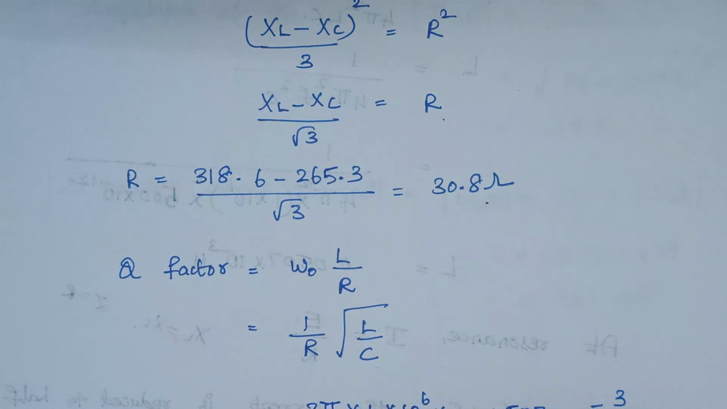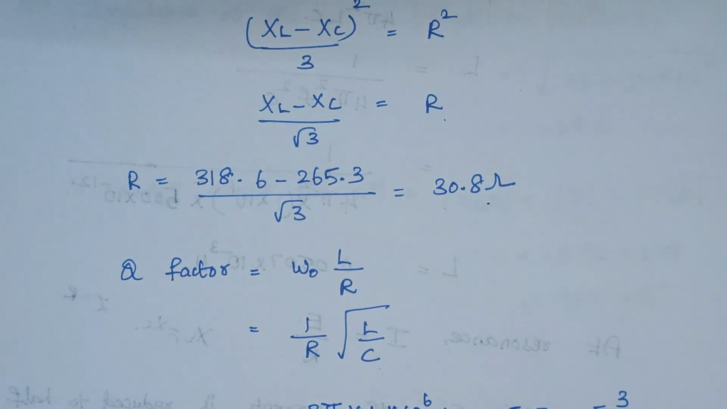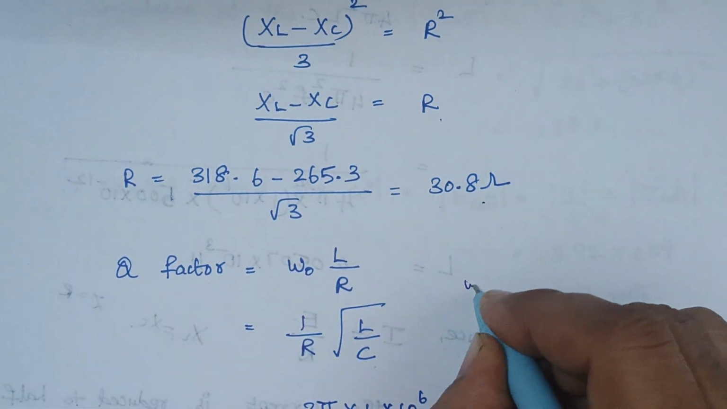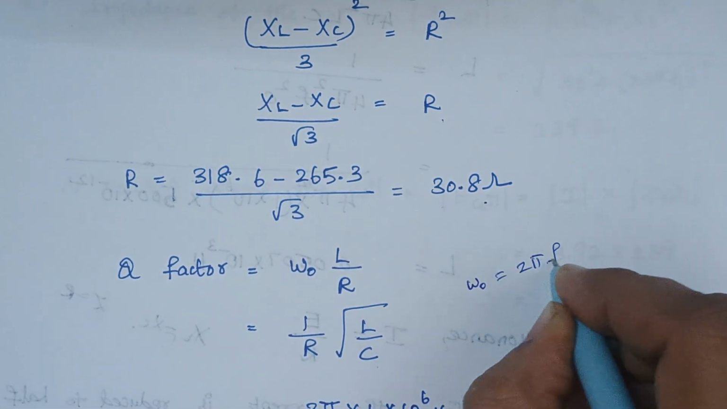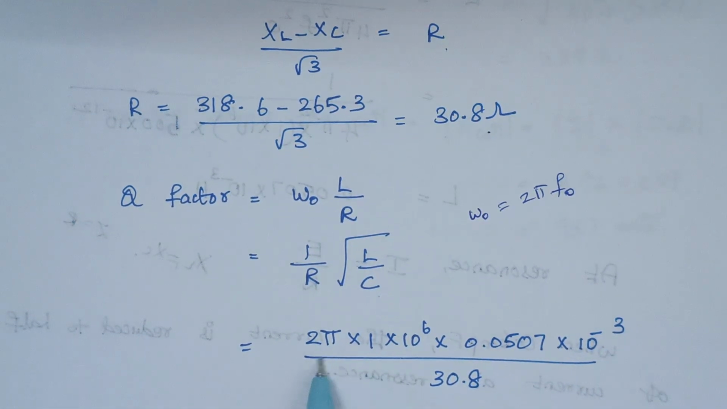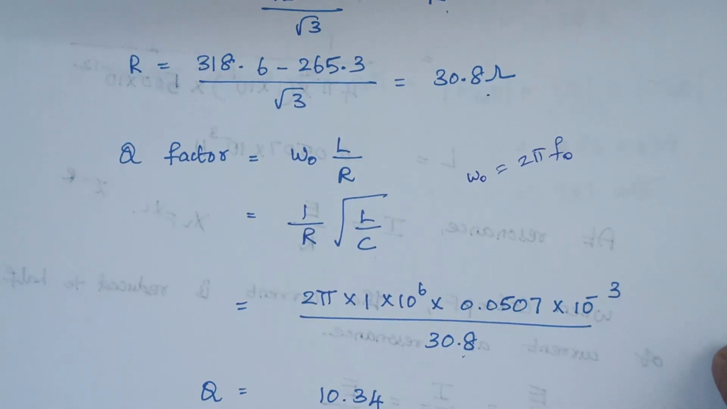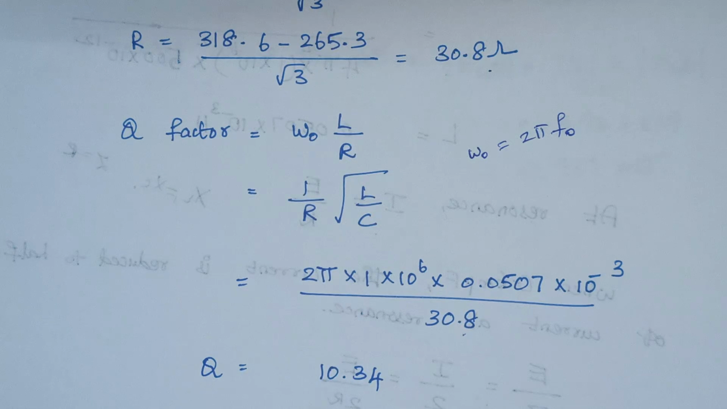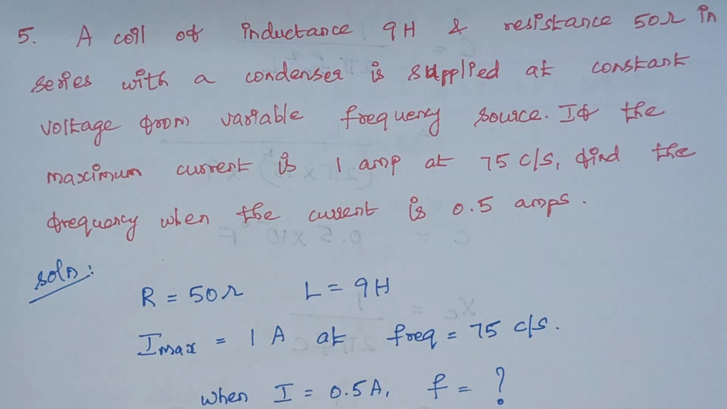We can substitute and we can get the formula. Or in other words, in the place of omega naught is nothing but 2 pi F naught, right? So just substitute it over here, 2 pi F naught into L divided by R. So here the value of Q is calculated as 10.34. Here comes the end of this problem. We will move to the next one.